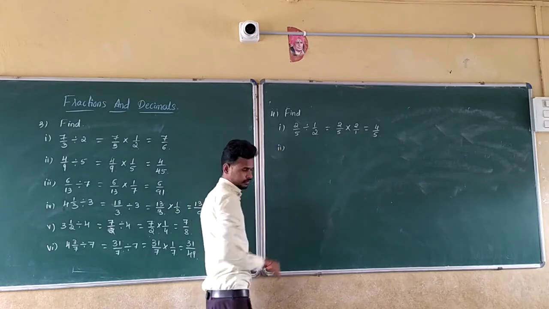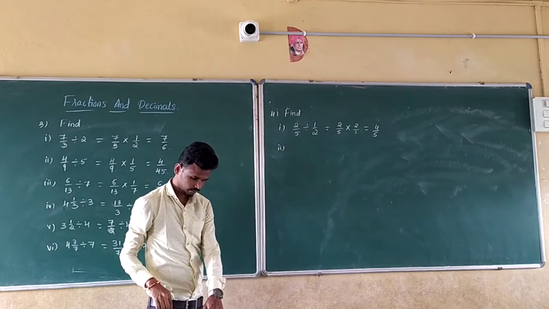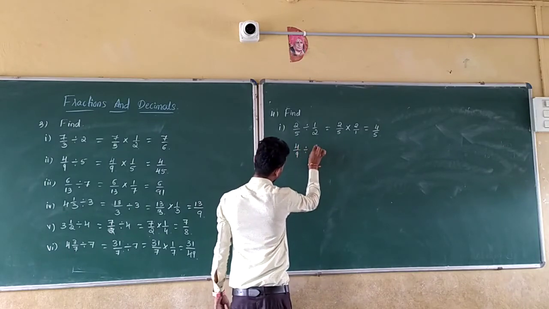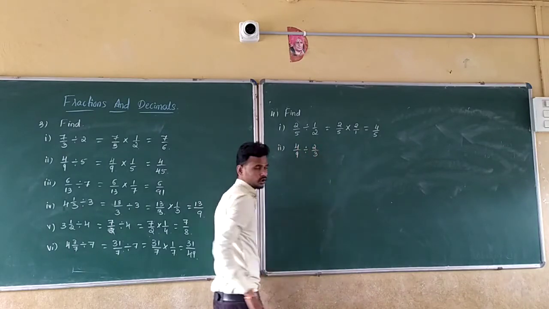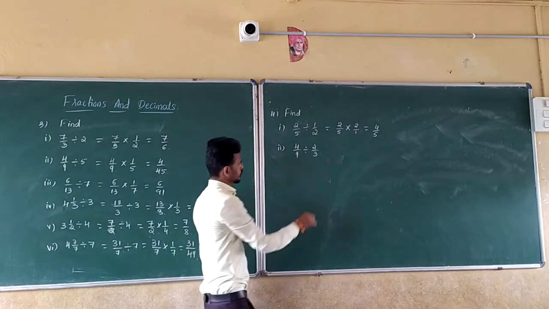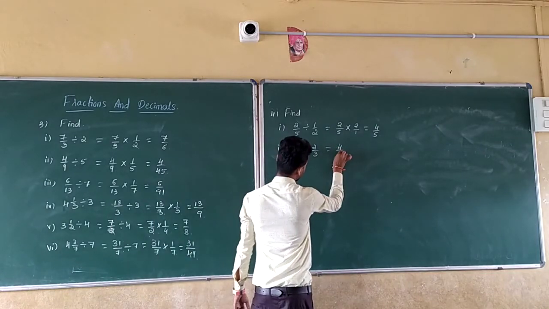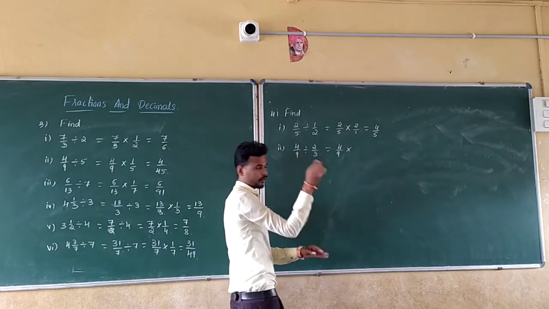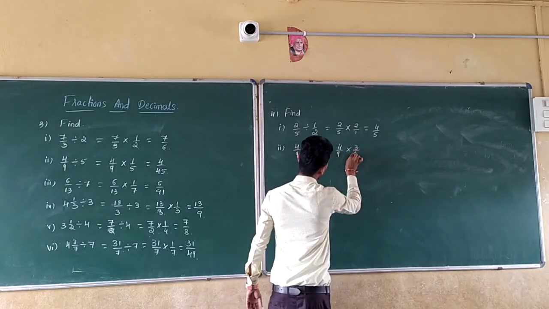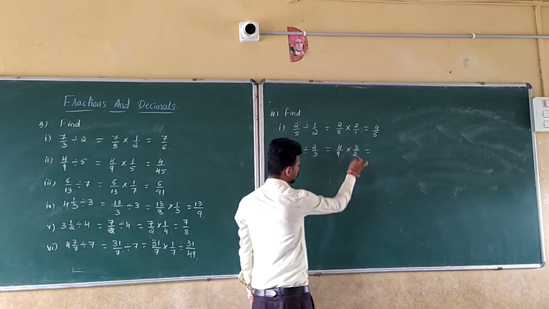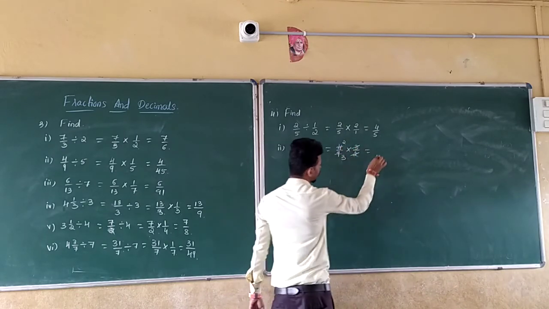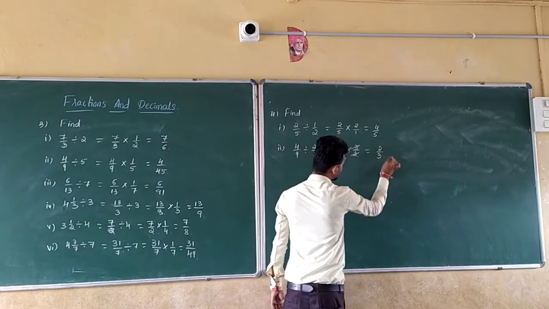Next, second one, 4 by 9 divided by 2 by 3. Keep the first number as it is, 4 by 9, into 2 by 3 will become the reverse, 3 by 2, which is equal to 2 1s are 2, 2 2s are 3 1s are 3 3s are, you will get the answer 2 by 3.